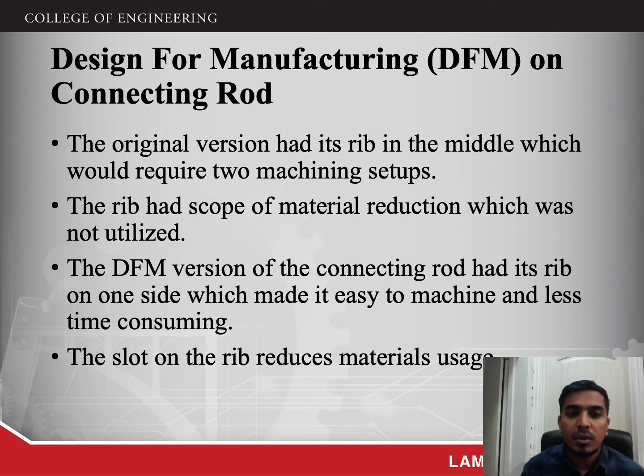Coming to the connecting rod, the DFM on the connecting rod involves the following. The original version had its rib in the middle, which would require two machining setups. The rib had scope for material reduction, which was not utilized. The DFM version of the connecting rod had its rib on one side, which made it easy to manufacture, and the manufacturing process would be less time consuming. The slot on the rib reduces material usage.